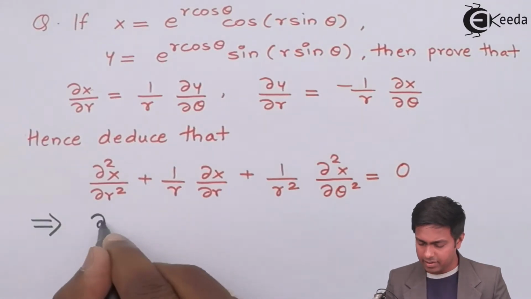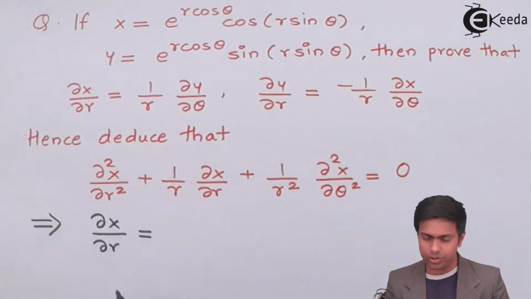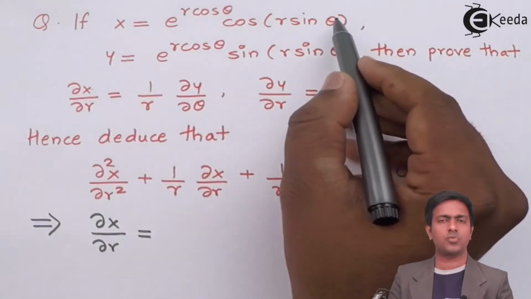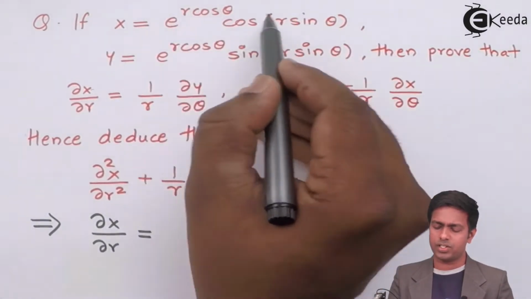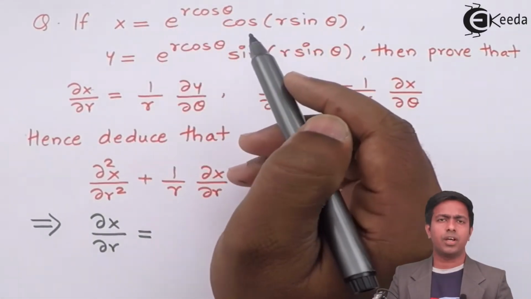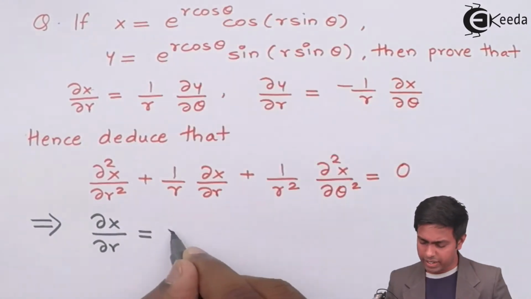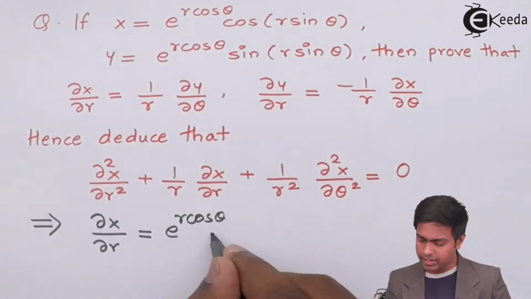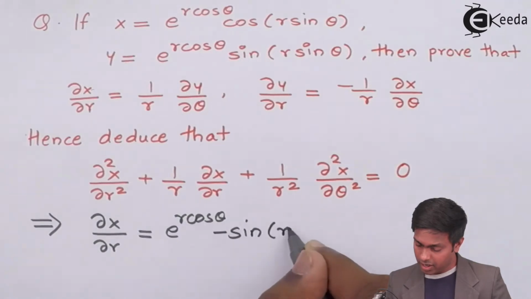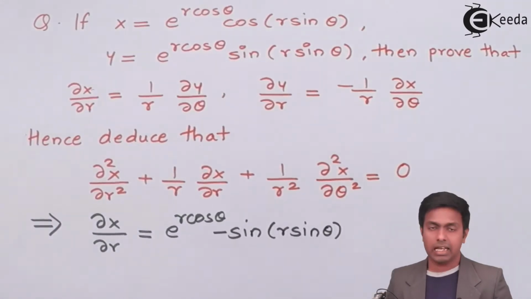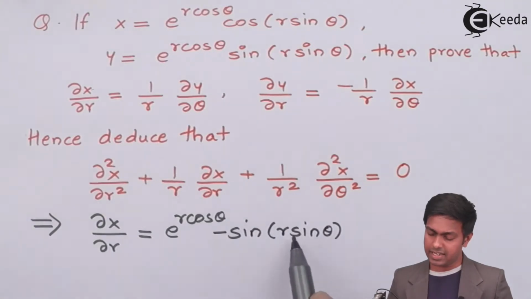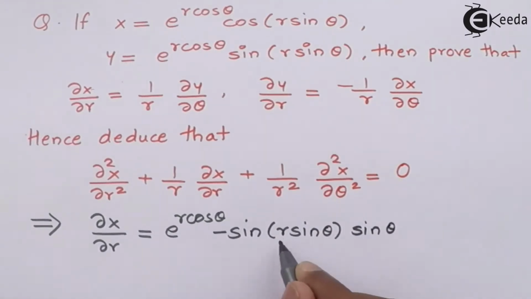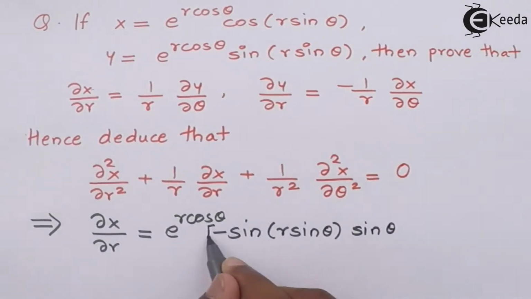So here I'll say del x by del r equal to. So guys, to find this value, I'm going to differentiate partially this x with respect to r. So here in these two functions we have r. So here I'm going to use the product rule of derivative. So e to the power r cos theta will remain as it is. Derivative of this cos is negative sine of r sine theta, and again the derivative of this r sine theta with respect to r. So sine theta is a constant and derivative of r is 1. So this is the value.